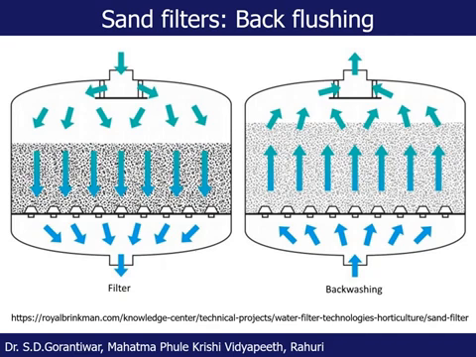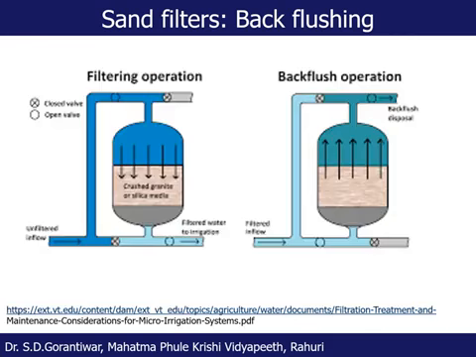So this is the filtering process, and this is the back washing or back flushing process. The position of the valves for the back flushing is shown here. In the first case it is the filtering operation, and you see this is the inflow. There are 4 valves actually. Sand filters need 4 valves: 2 valves for the inlet, 2 valves for the outlet.